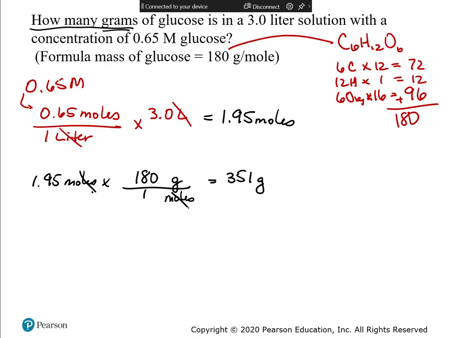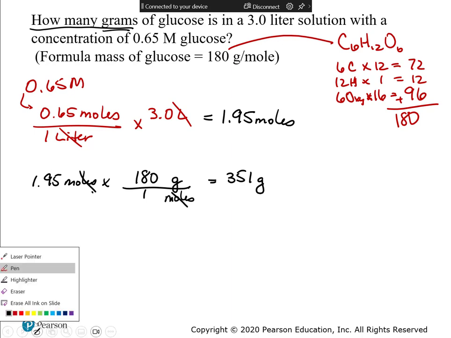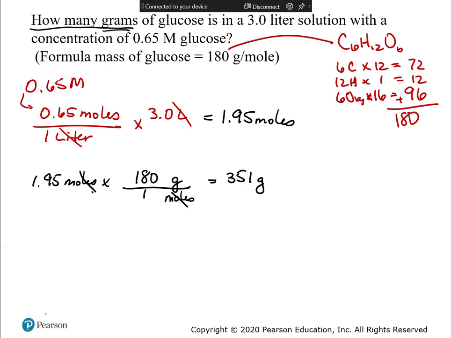convert moles to grams. Is that your final answer? Do you have to do anything else? Yeah. What? Got to round, right? So if I look at my measured numbers, well, 3.0 liters, that has how many significant figures? 2. 0.65 has 2. So that means I can keep the 3 and the 5. What happens to the 1? It becomes a 0. So this would be 350 grams of glucose.